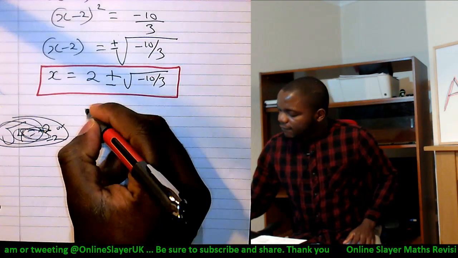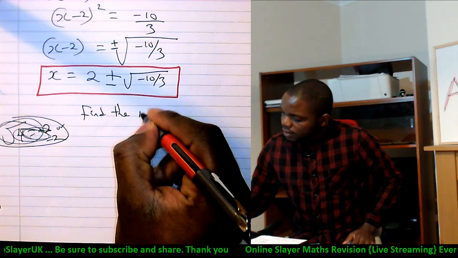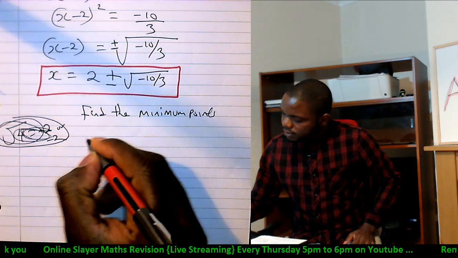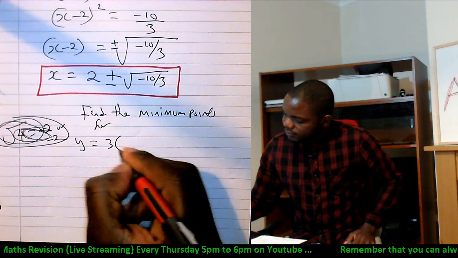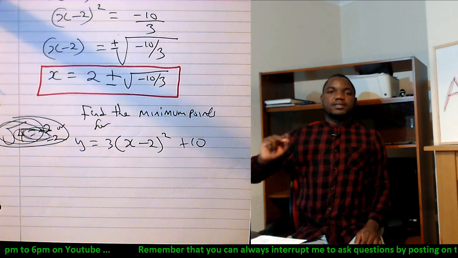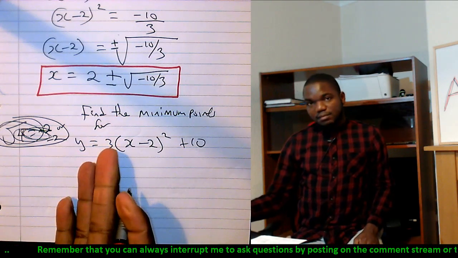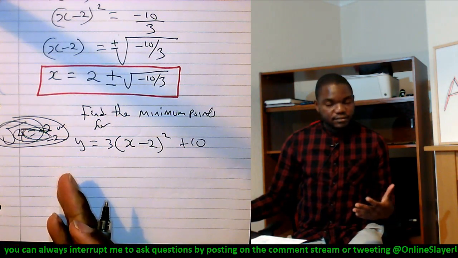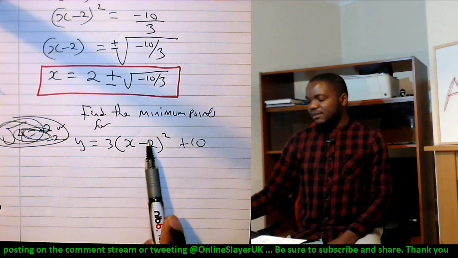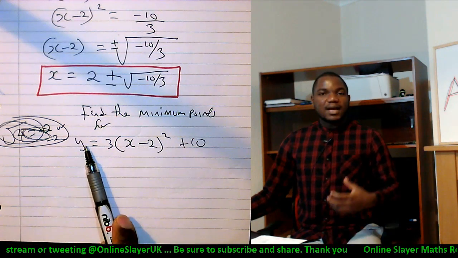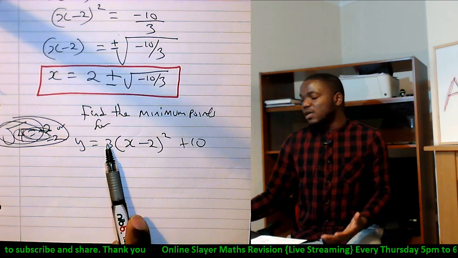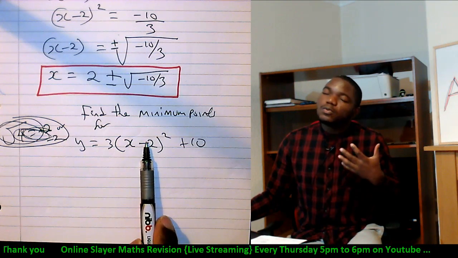All right, find the minimum points for y equals to 3 into x minus 2 all squared plus 10. The minimum point in a curve, in this case, is the minimum value of y that you can ever get. The minimum value of y, because y is an addition of 10 and 3 times x minus 2 squared, y will be at its lowest value when 10 is at its lowest value, when 3 is at its lowest value, and when x minus 2 all squared is at its lowest value.